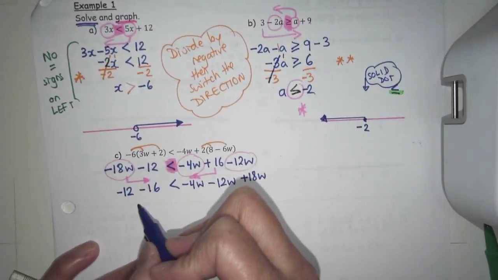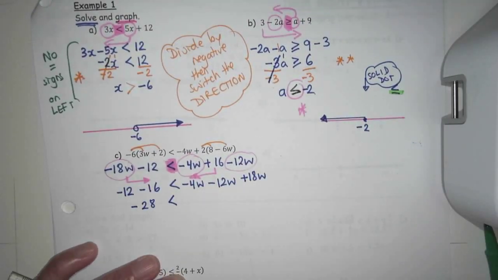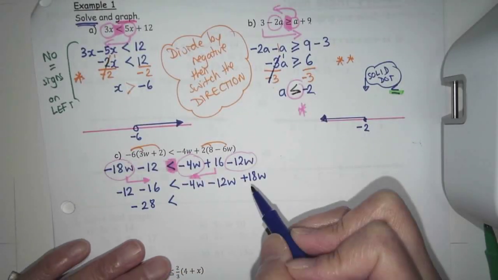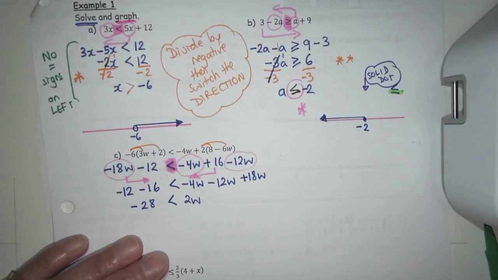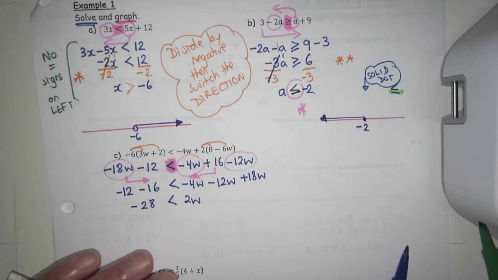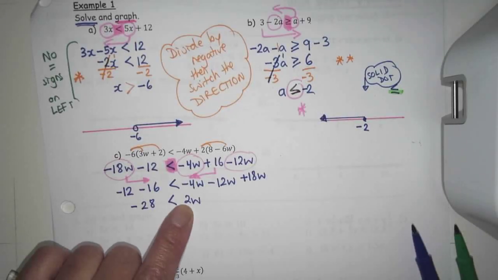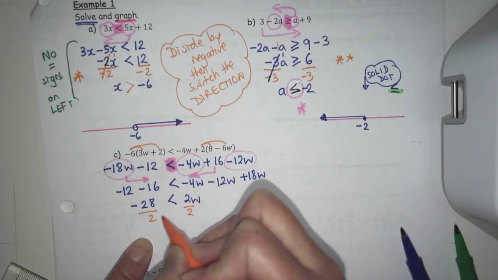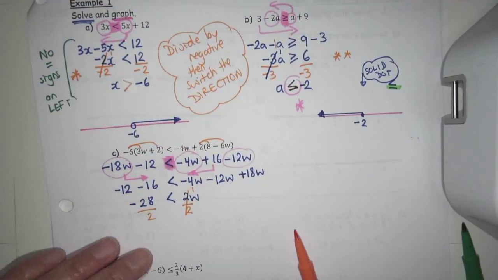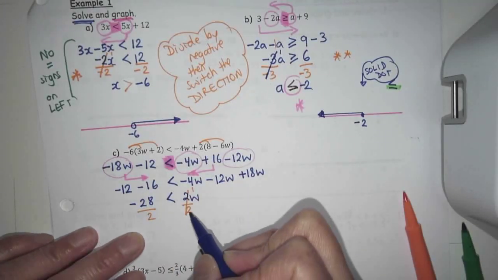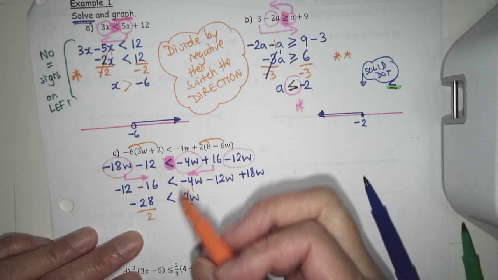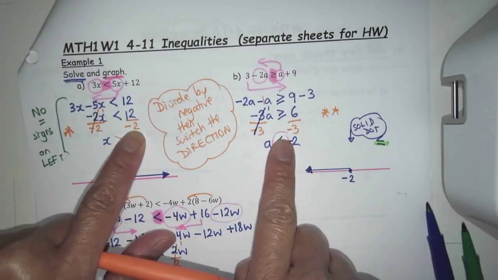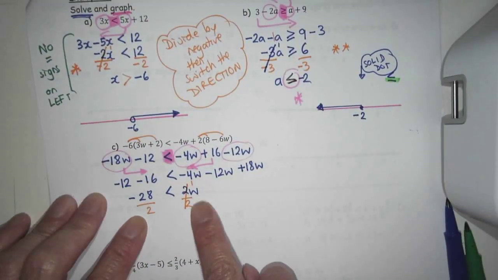Then you're going to finish each side, so negative 28, and then negative 4W minus 12W is negative 16W, plus 18W is 2W. So now I'm going to divide both sides by whatever's in front of the variable. So this last step, I'm going to divide them both by 2, because that cancels to be 1. Then I get negative 28, and look, because I divided by a positive, it does not switch the direction. The only reason I switch these ones is because I divided by negatives. If I'm dividing by a 2, do not switch the direction.